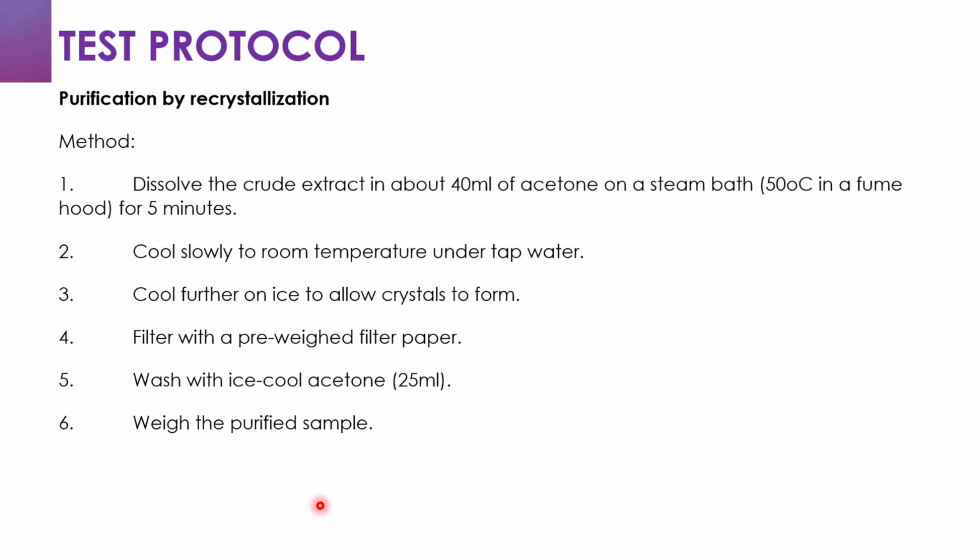Now let us look at the test method for the purification of our lipid by recrystallization. One, dissolve the crude extract in about 40 ml of acetone on a steam bath, around 50 degrees Celsius, in a fume hood for 5 minutes. After that, we cool slowly to room temperature under tap water. After that, we cool further on ice to allow crystals to form.